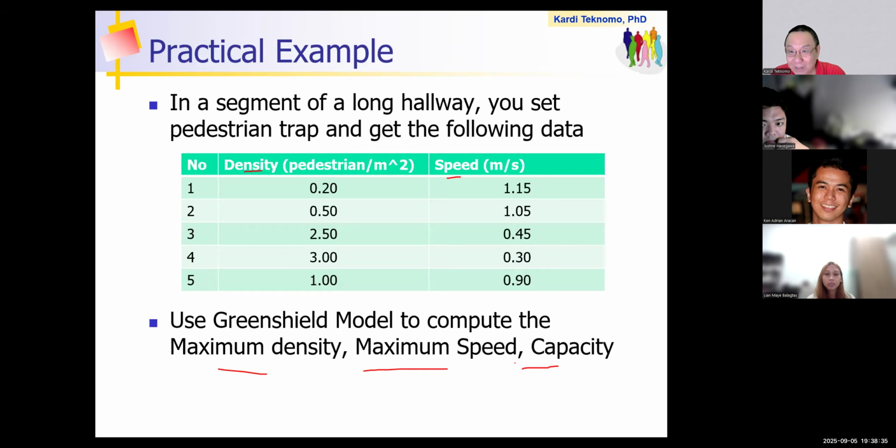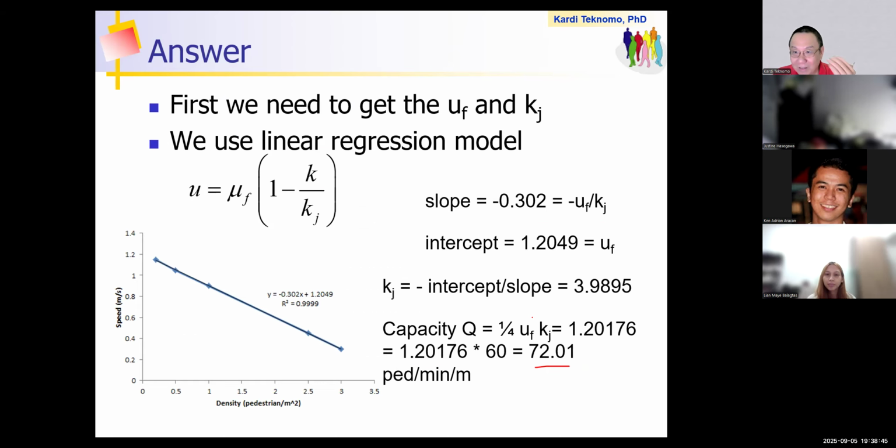Once you have either speed and density, or flow and density, or flow and speed, any two data, you can get the regression, and then you can use the model and get the parameters, the slope and intercepts, and then you can get the UF and kj, and then you can get the actual capacity. Cool. Any questions?